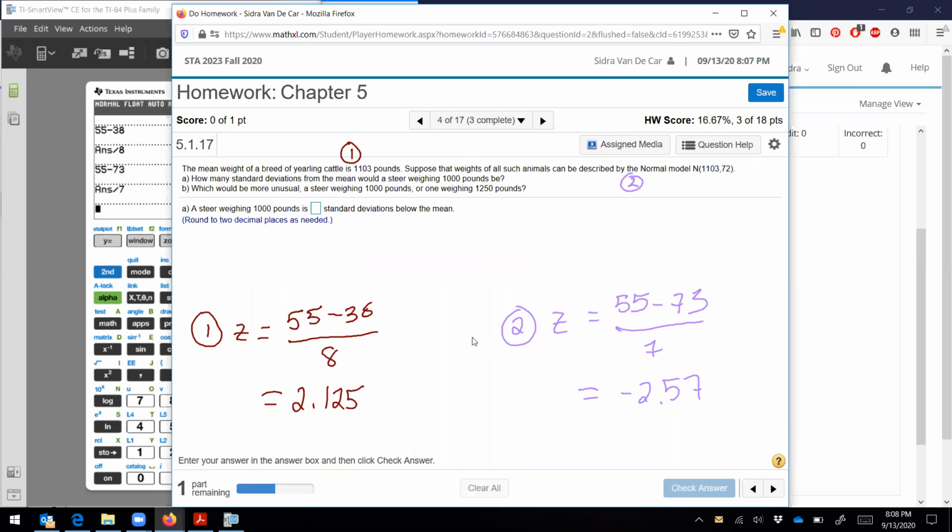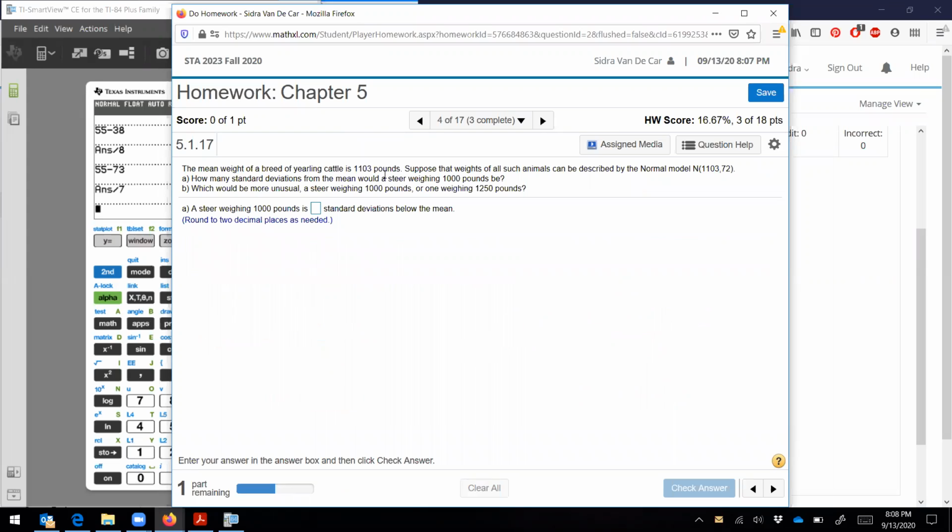Okay, let's get rid of this. The mean weight of a breed of yearling cattle is 1103 pounds. Suppose that the weights of all such animals can be described by the normal model. This means this is the mean, and this is the standard deviation. If you recall function notation, this is saying the normal model where the first parameter is the mean, and the second is the standard deviation.